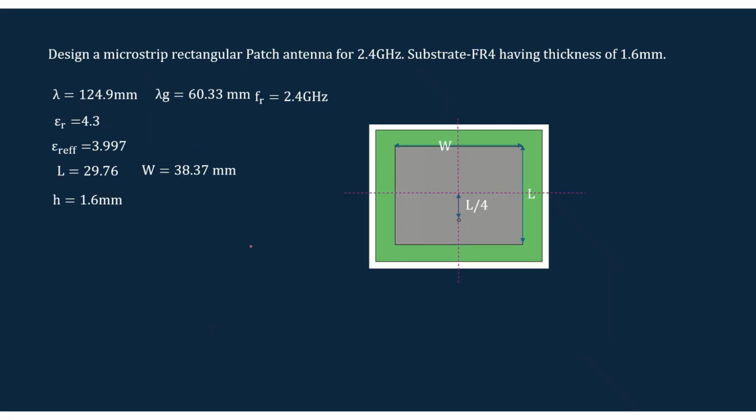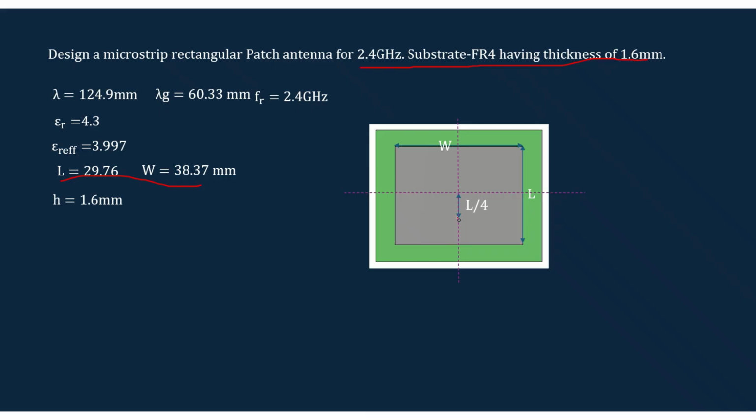So these are the designed values for a patch antenna. All these values like length and width can be calculated using the design equations. We have a video on our channel describing how this length and width can be calculated. Otherwise, we can calculate them using an online calculator. Here our aim is to design a microstrip patch antenna with probe feeding at 2.4 gigahertz, and we have to use an FR4 substrate having a thickness of 1.6 mm.